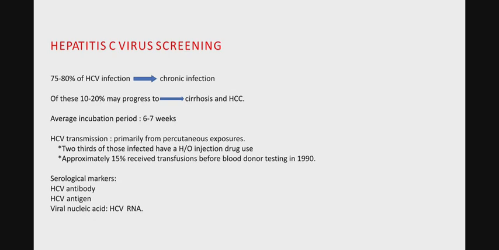Two-thirds of those infected have a history of injection drug use. Approximately 15% have received transfusion before blood donor testing started in 1990. After that, because of the use of these screening tests, the incidence has decreased a lot. The serological markers which are tested are the HCV antibody, HCV antigen, and the viral nucleic acid, that is HCV RNA.